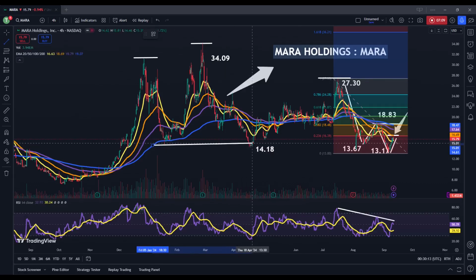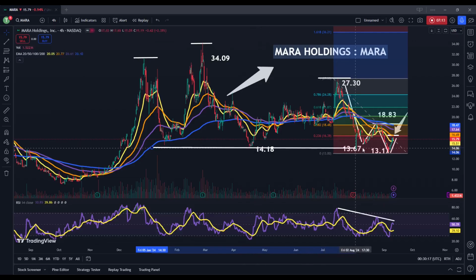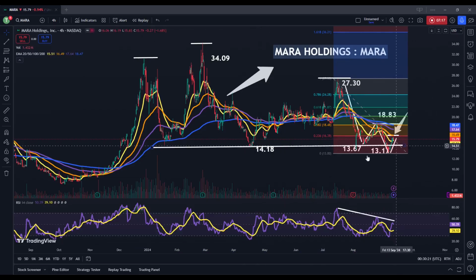I should have drawn that a little bit lower. Let me just move this down a little bit here. But this break into 1317, this really is looking like a head and shoulders pattern. And you really would need to see a break above this 1883 level in order to invalidate that head and shoulders pattern. So overall, this is not looking like a very positive price chart. I would definitely not be a buyer of this stock.